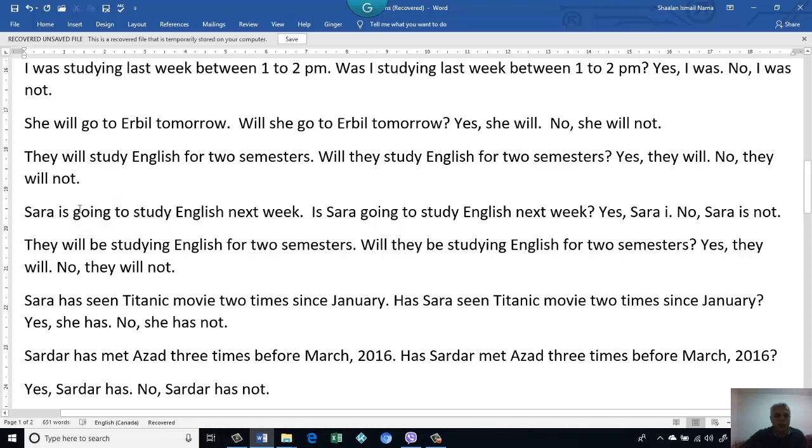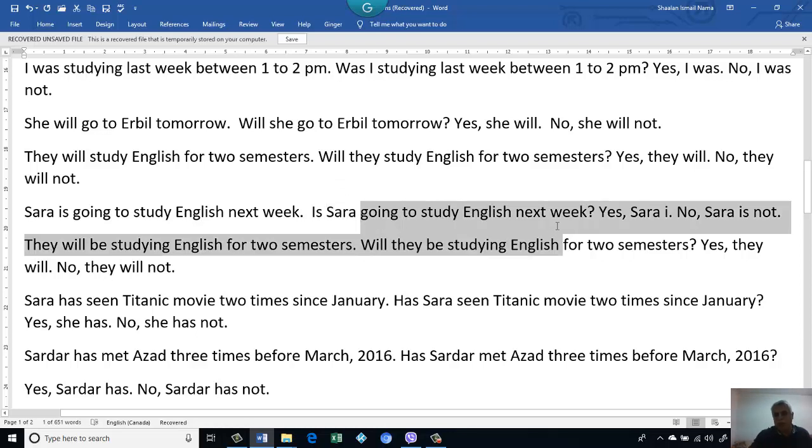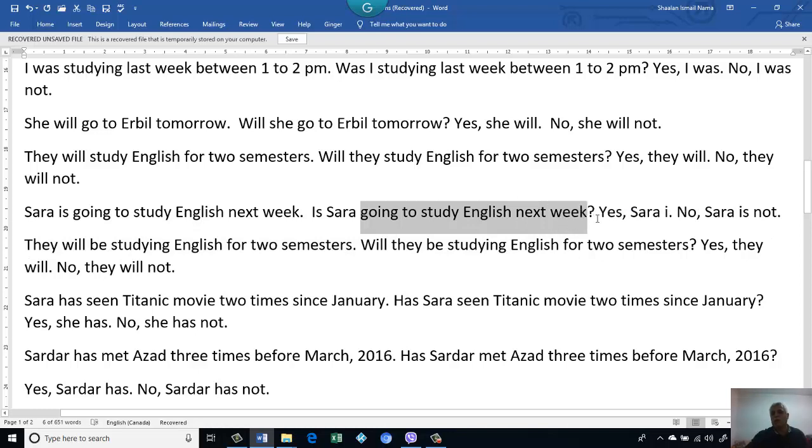All we have to do here, we take the auxiliary verb, put it in the front of the subject here, as we do it here. Is the auxiliary verb, Sarah, subject, then the rest of the sentence we just copy. Then don't forget to put question mark. Yes, Sarah is. Then no, Sarah is not.